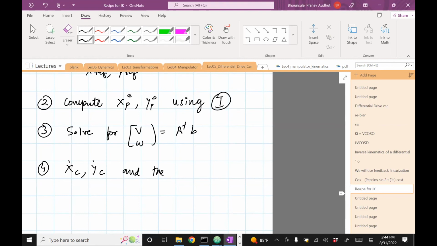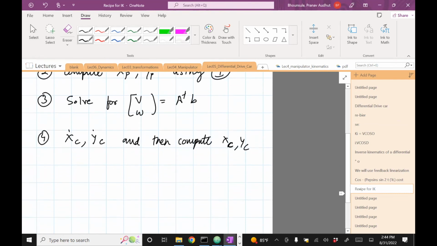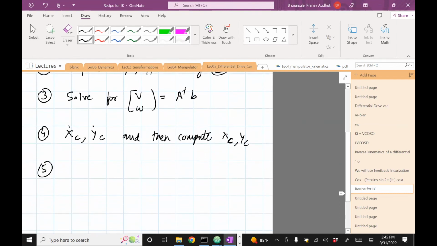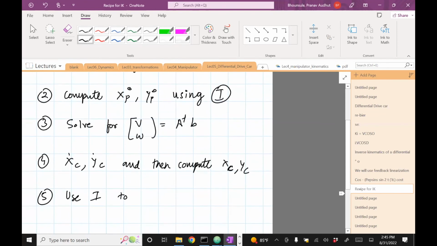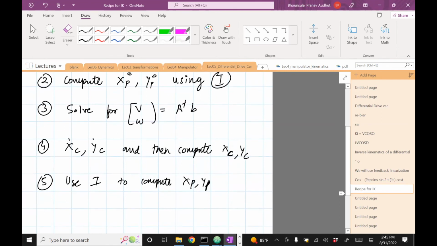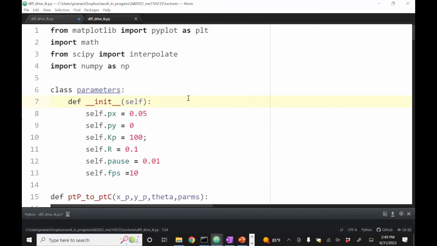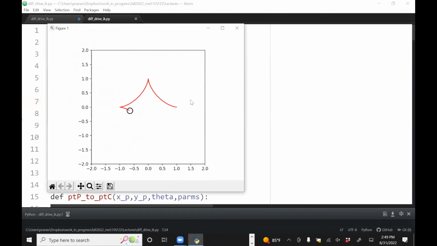And then compute xc, yc. And then once you get xc, yc, you can use 1 to compute xp, yp. And then if everything looks right, then xp, yp should be x ref y. So, returning. So this is an asteroid curve.